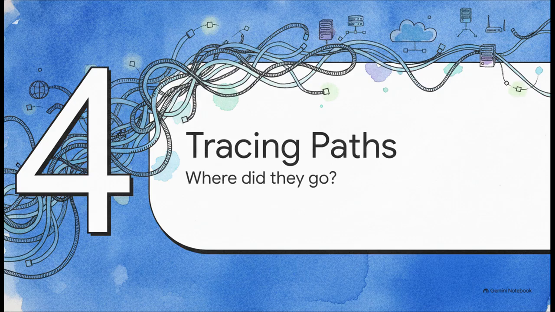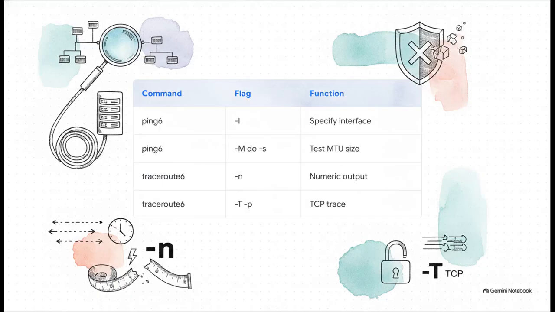That brings us to Step 3, tracing paths. Where exactly did those packets go? Think of this as your quick reference cheat sheet for ping6 and traceroute6. Notice that -I flag for ping6? You literally have to use this when you're pinging a link local FE80:: address. You have to tell the system exactly which physical interface to send the packet out of, or it won't know what to do. And take a look at that second row. -Mdo paired with a size flag, -s.